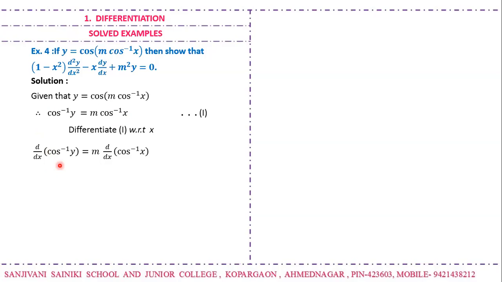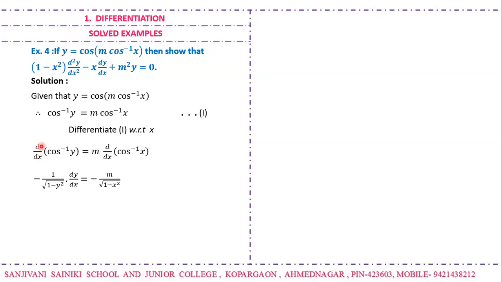d by dx of cos inverse of y is equal to m times d by dx of cos inverse of x, since m is a constant. Now the derivative of cos inverse of x is minus 1 upon root 1 minus x square. Similarly, the derivative of cos inverse of y is minus 1 upon root 1 minus y square into dy by dx, because here y is a variable and we are differentiating with respect to x.